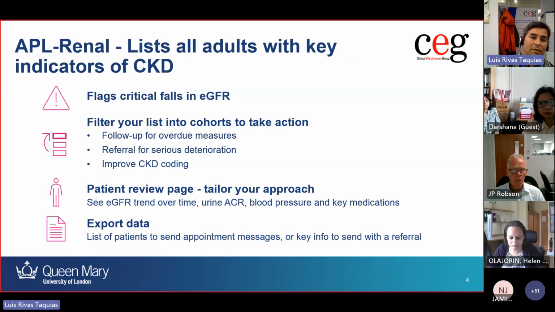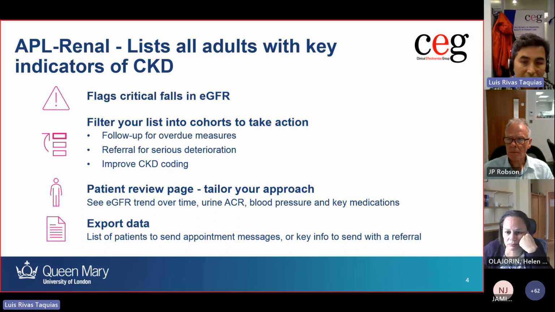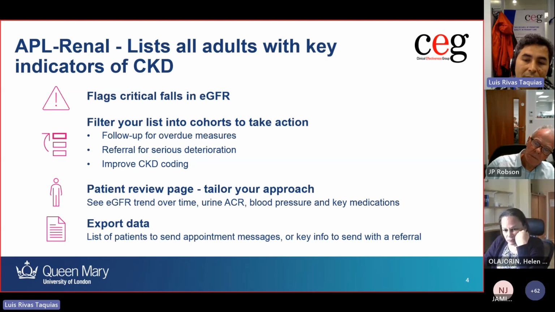So what does the APL-Renal tool do? It creates lists of patients and flags critical falls in eGFR. It filters your lists so that you can take actions on follow-ups and referrals for overdue measures and serious deteriorations, and also to help to improve CKD coding. It also has a patient review page that allows you as a clinician to tailor-make your approach to that patient's care.